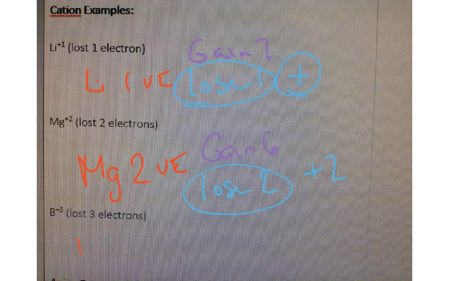Beryllium, if you look at beryllium, beryllium has 3 valence electrons. So it has 2 options. It can either gain 5 to make 8, or it can lose 3 to make it have 0. So what is it going to choose? 5 versus 3. It's going to choose to lose those 3. So that's why boron always has a +3 charge.